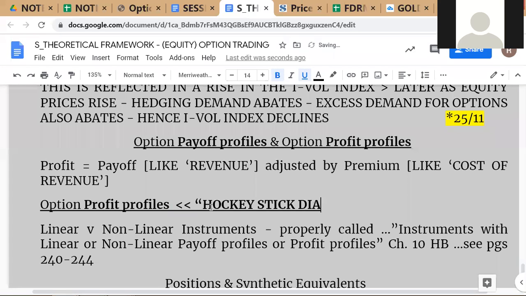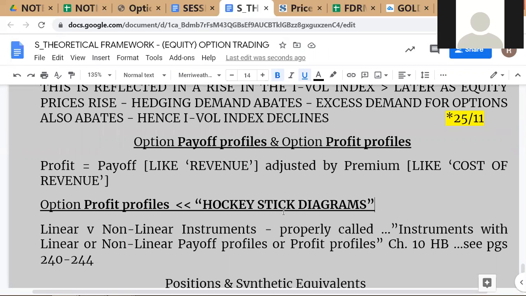So if somebody asks you in an interview, can you draw the hockey stick diagram for a short put position? This is what they're referring to. This is hockey, obviously they are referring to ice hockey. The reason these are called hockey stick diagrams is obviously this: you can see, this looks like an ice hockey stick, right?